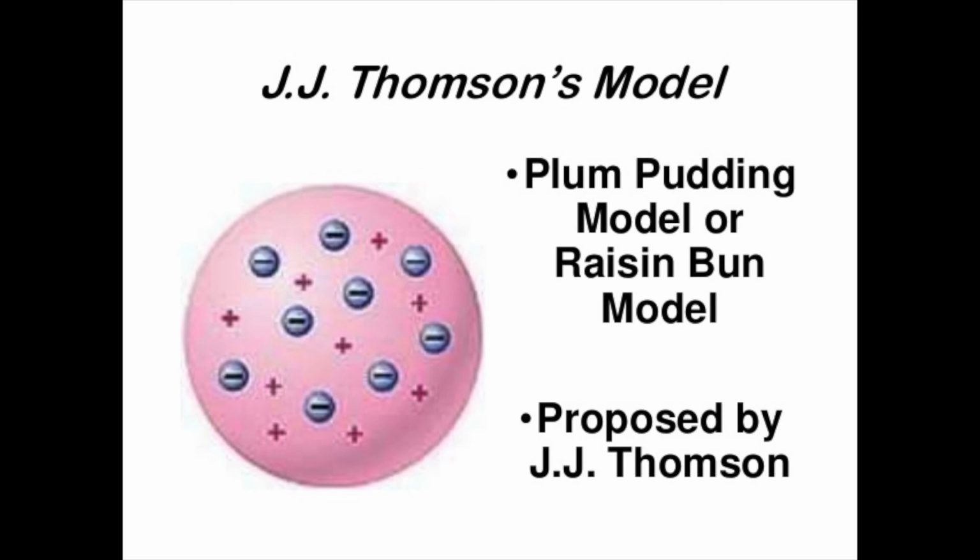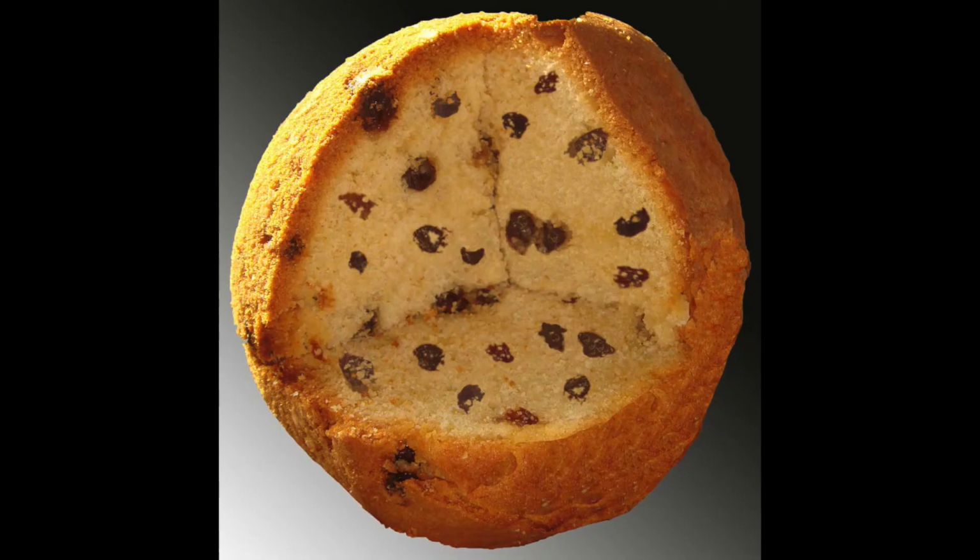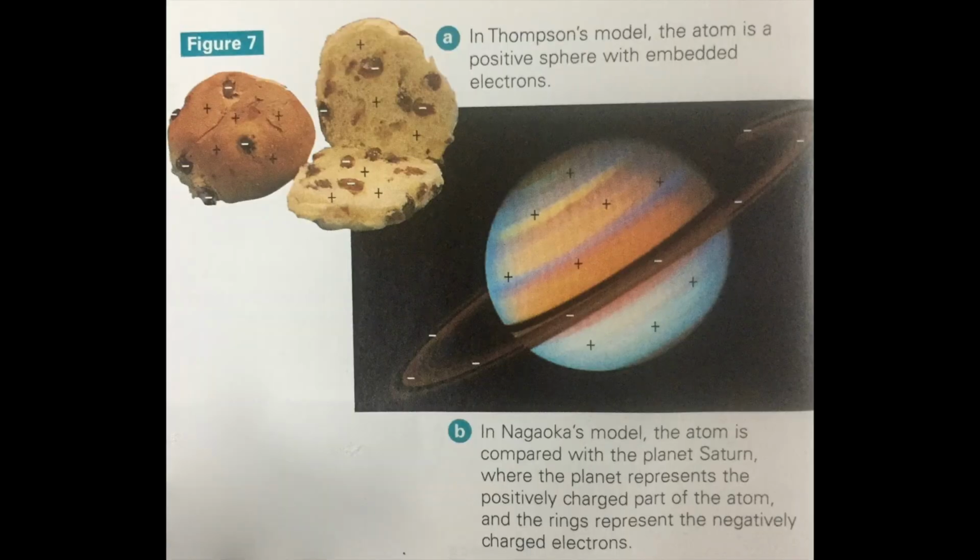1904. J.J. Thomson revised the atomic model further to explain his discovery of very light negative particles called electrons. He also did experiments with beams of much heavier positive particles, later identified as protons. The new model became known as the raisin bun model, or the plum pudding model in other books. Figure 7a. In Thomson's model, the atom is a positive sphere with embedded electrons.